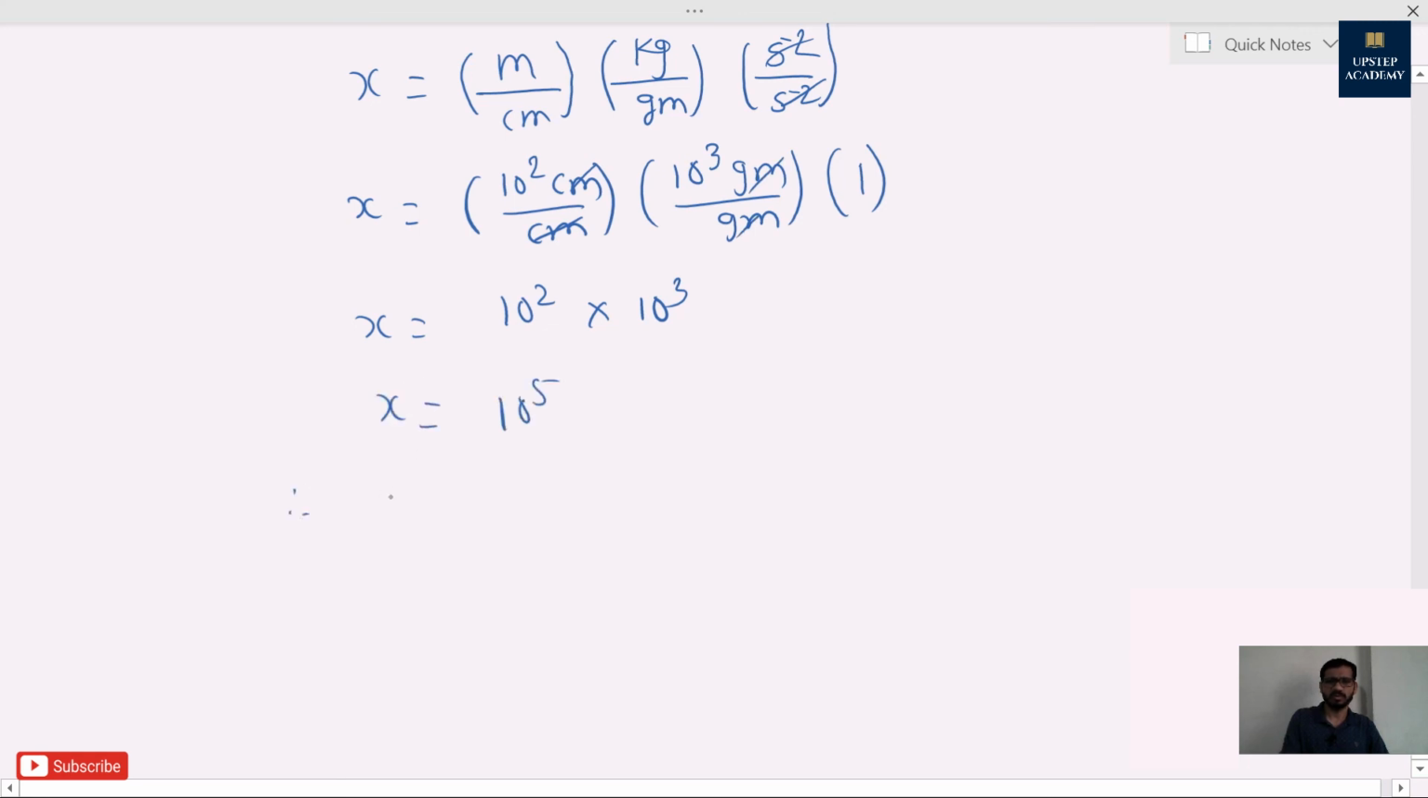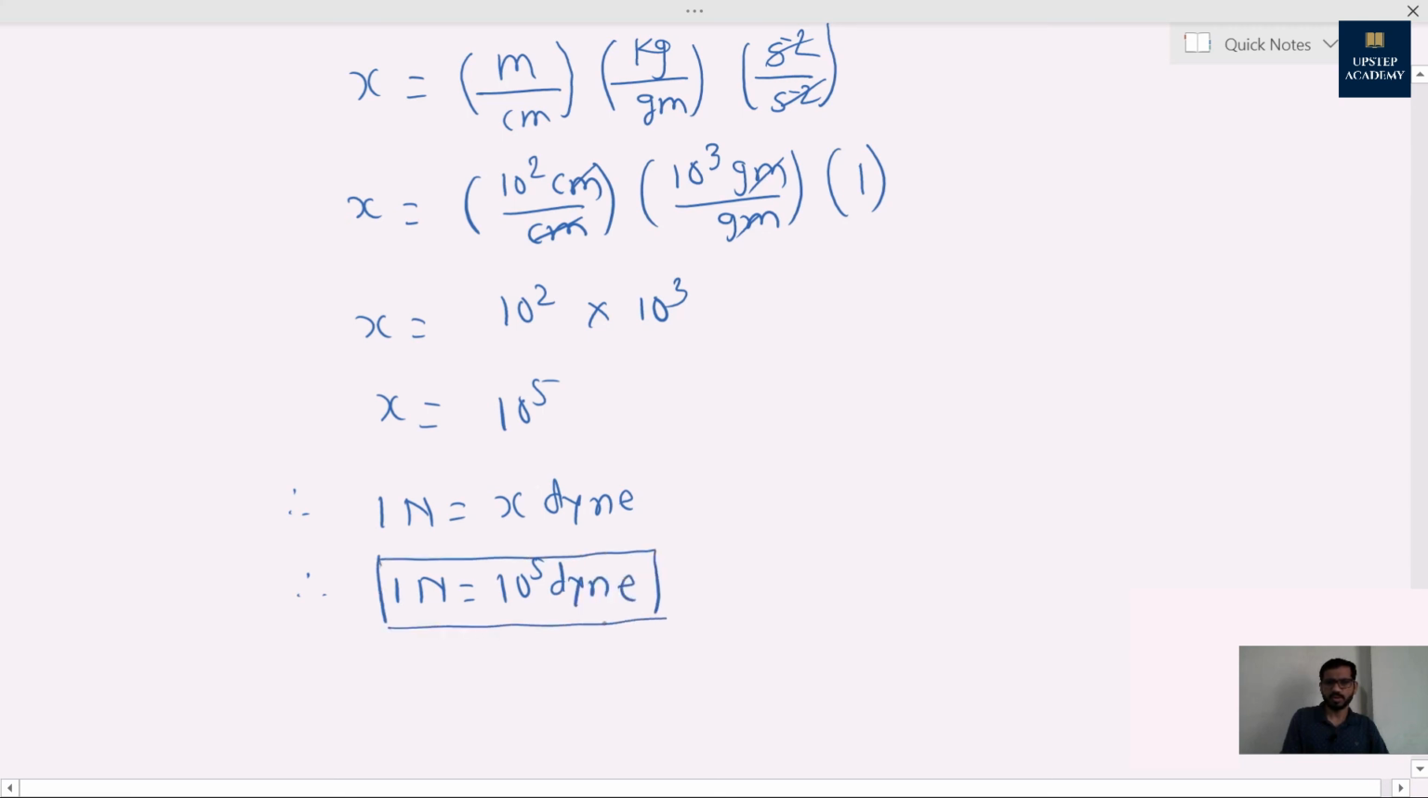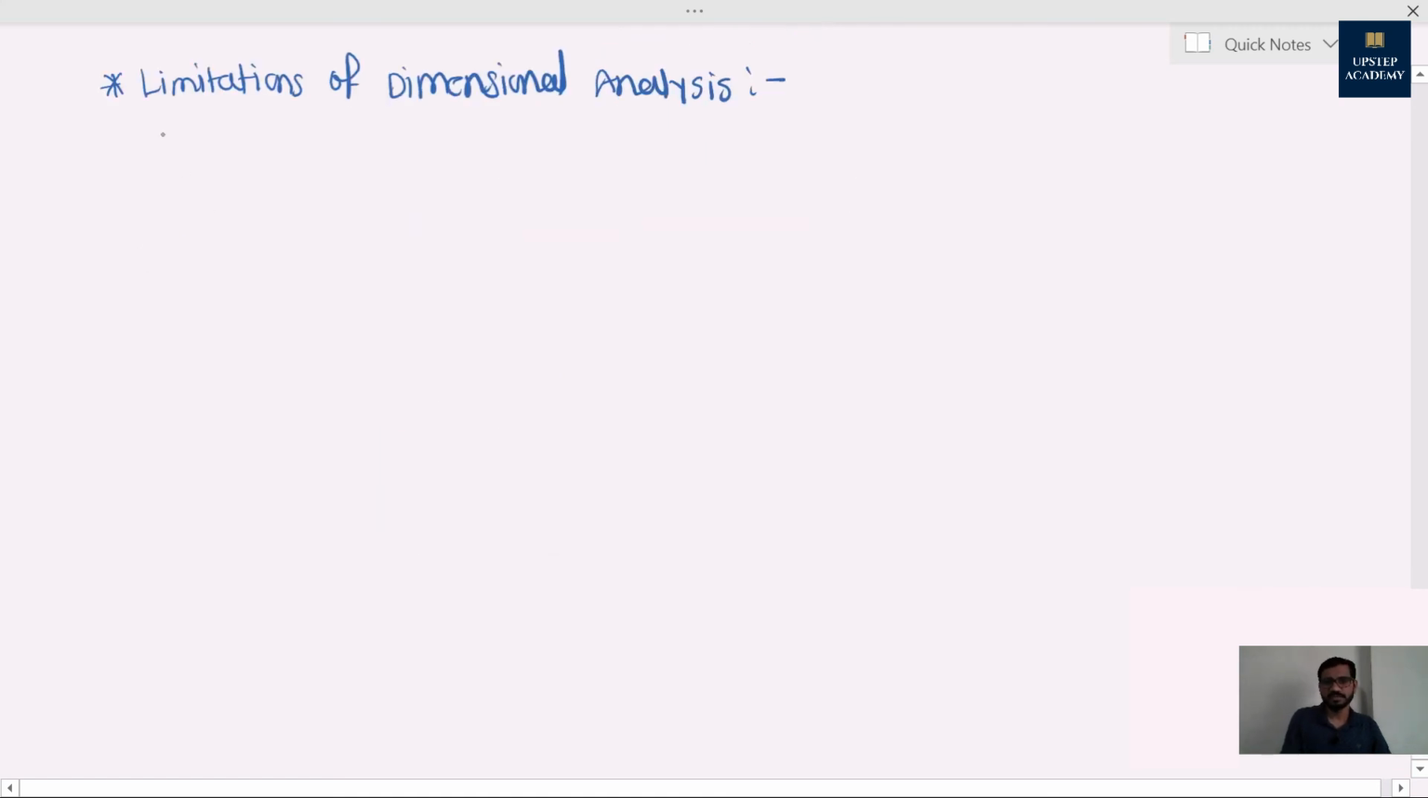So therefore our assumption was 1 Newton is equal to x dyne, and therefore 1 Newton is equal to 10 raised to 5 dyne. So in this way we have found out conversion factor between two units of same physical quantity by using dimensional analysis. So that is what all about uses of dimensional analysis. Let me take you to new topic, that is limitations of dimensional analysis.